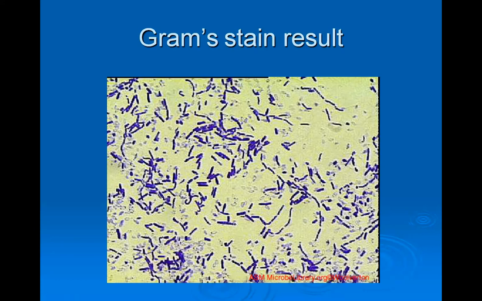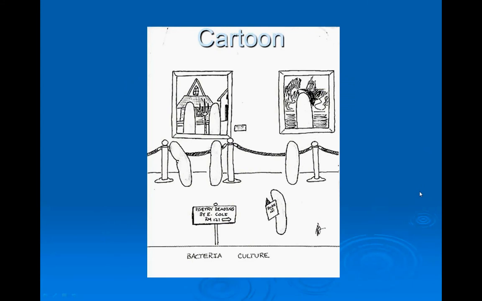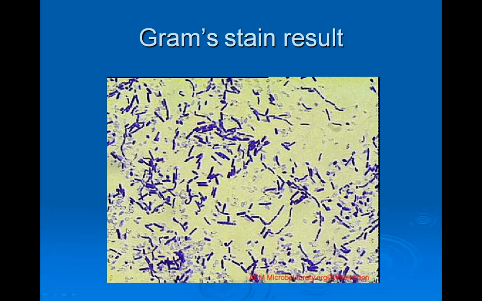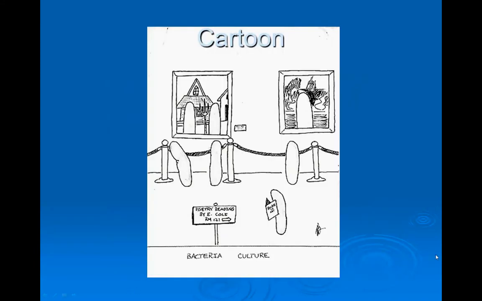So gram-positive organisms, something that's positive has a plus charge. So gram-positive stain purple or blue, and gram-negative stain pink or red. So if there was a quiz question and it said, are these gram-negative or gram-positive? Hopefully you could answer that correctly now. And just a little humor, my weak attempt at humor for you.